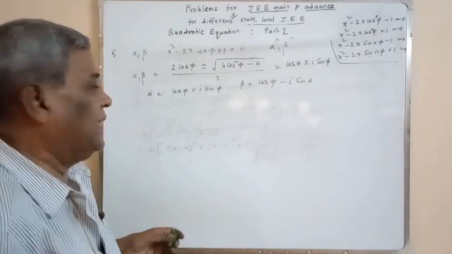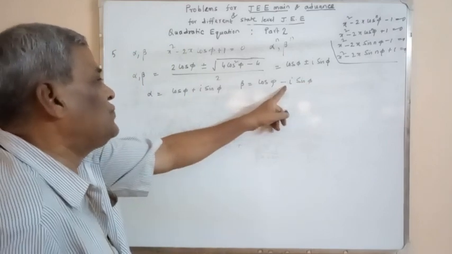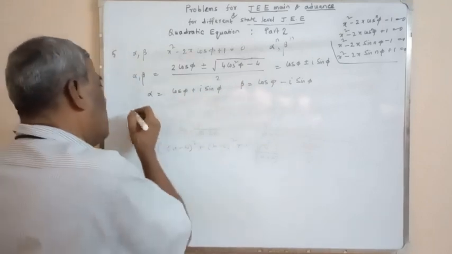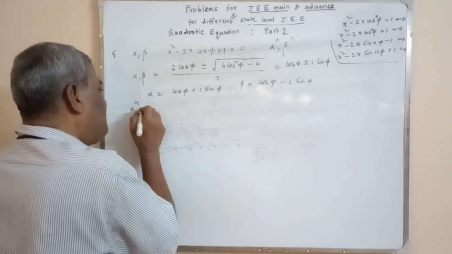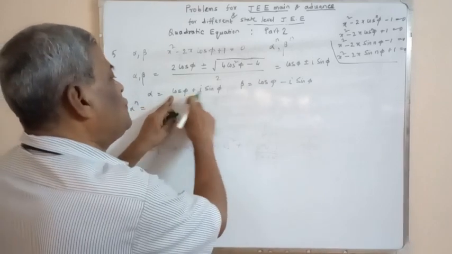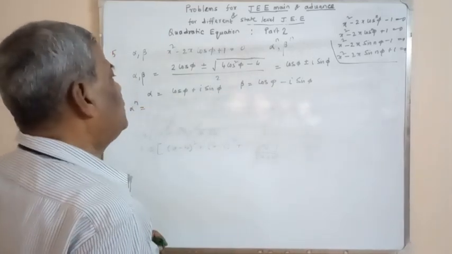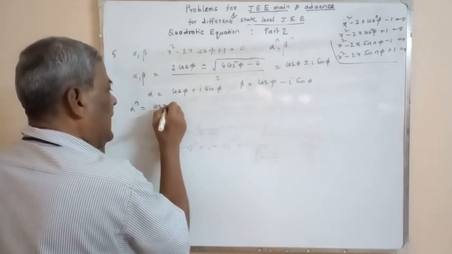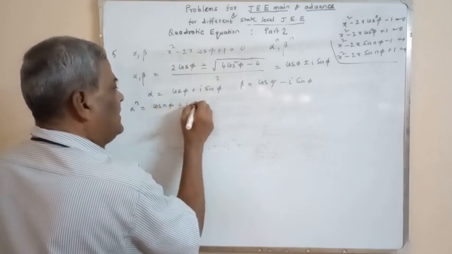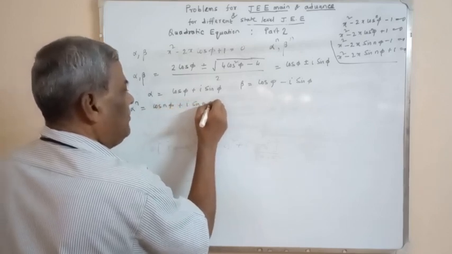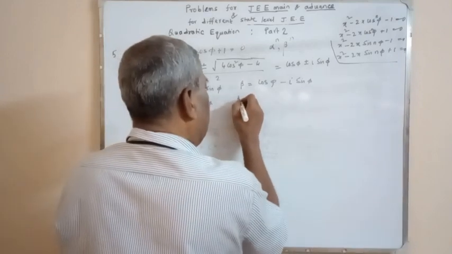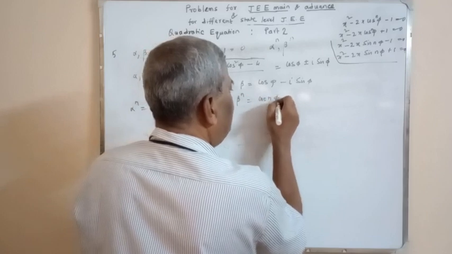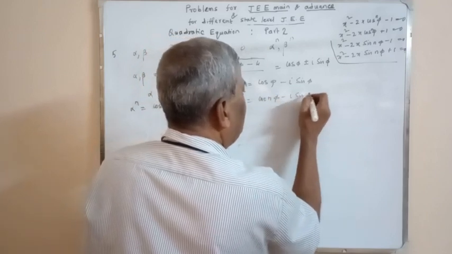So alpha beta we obtained. If we take alpha equal to this and beta equal to that, the same result must be obtained. Now alpha to the power n, actually this is this to the power n. So it is simply cos of n phi plus i sine of n phi, and beta to the power n is cos of n phi minus i sine of n phi.